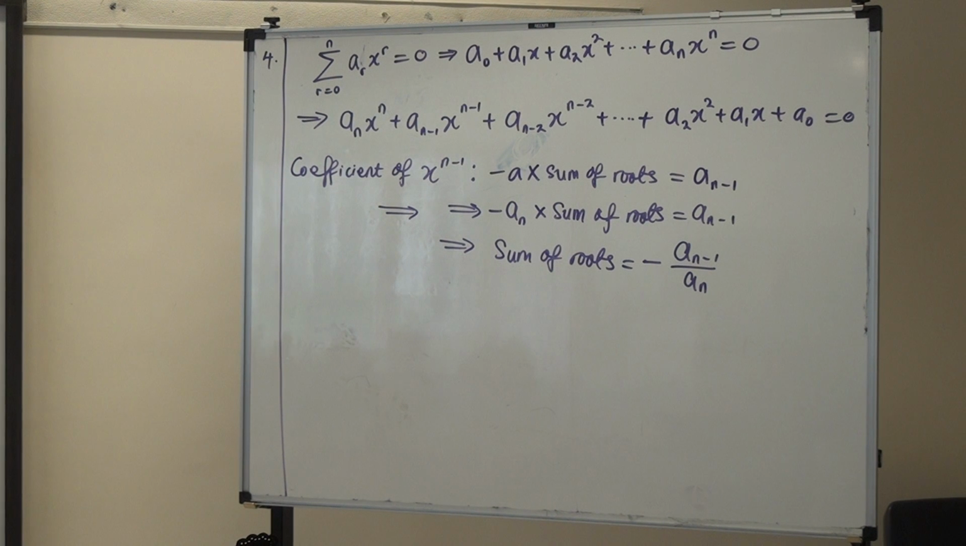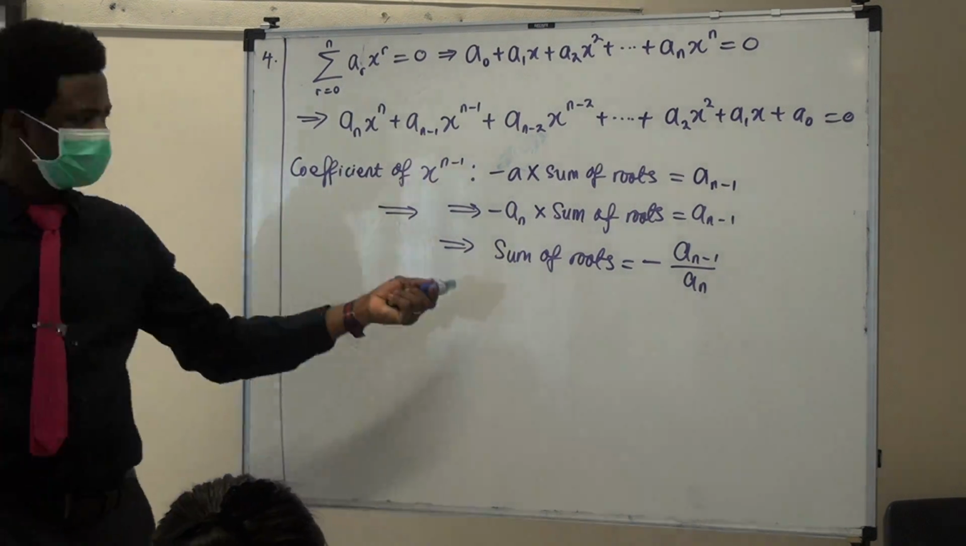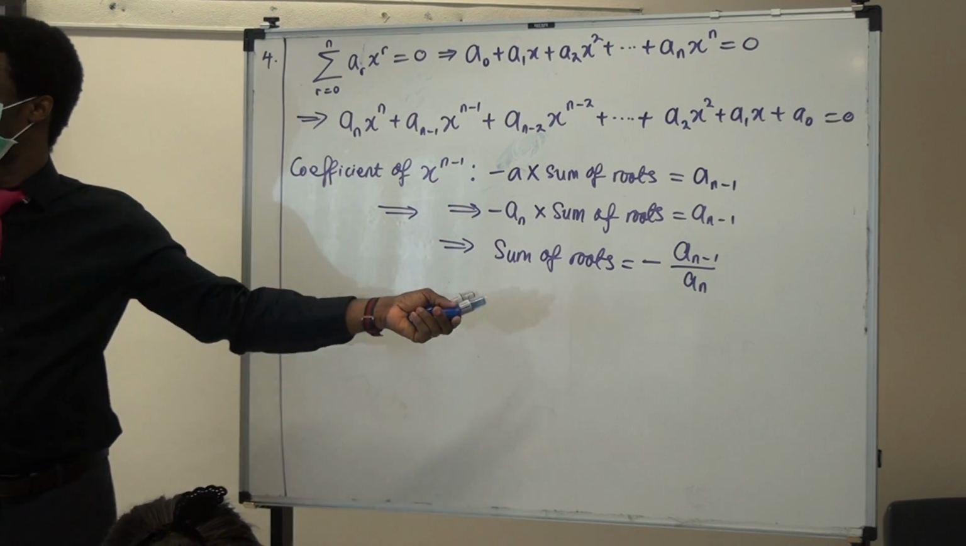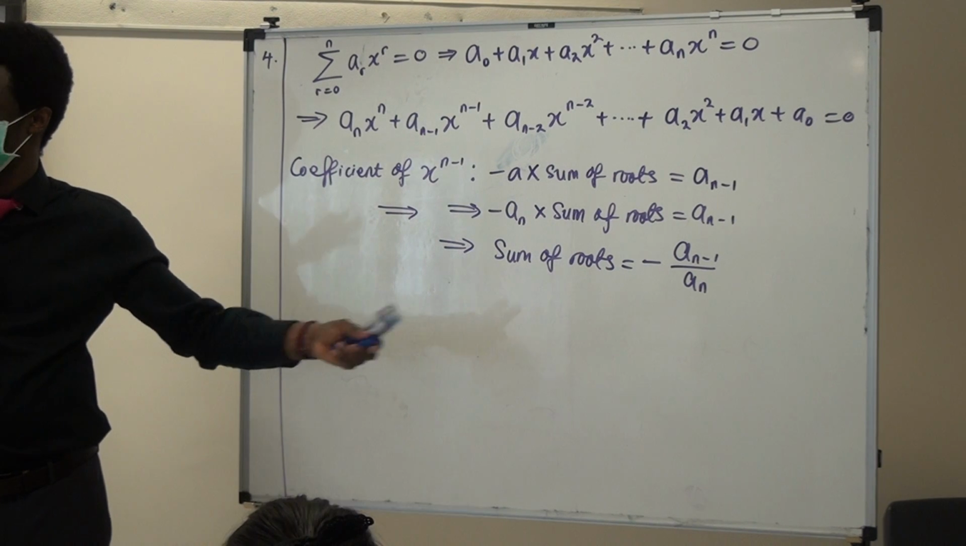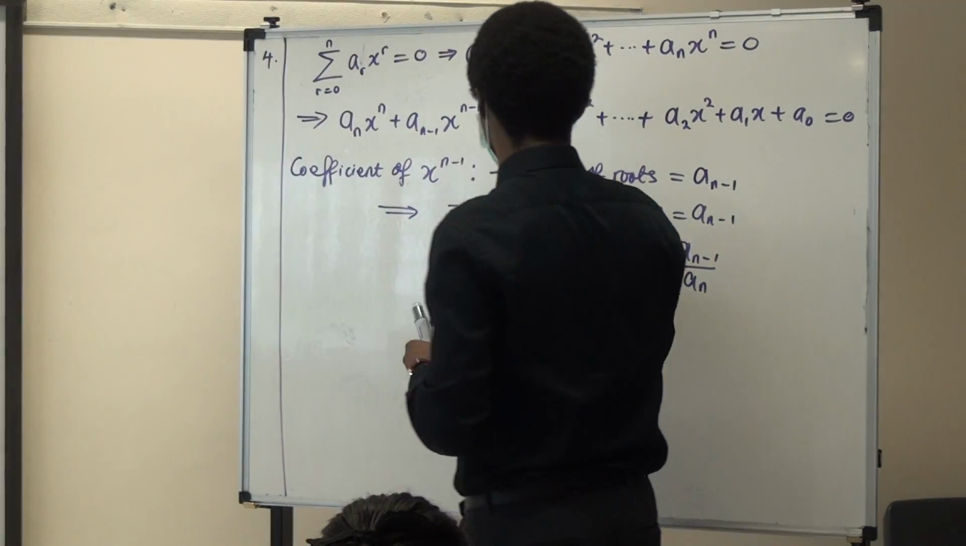I'm sure some of you remember quadratic. Sum of roots is minus b over a. It's just the simpler version of this one. Understood, sir? Do you agree this is this?